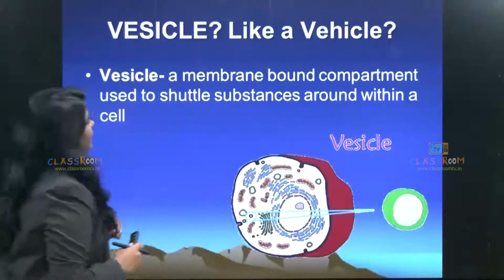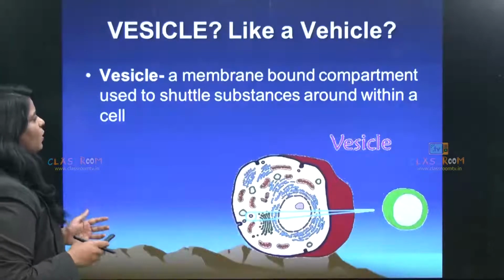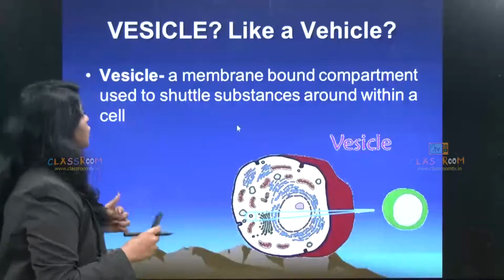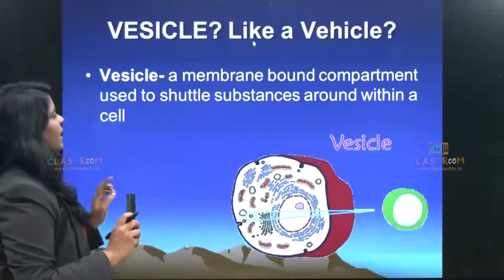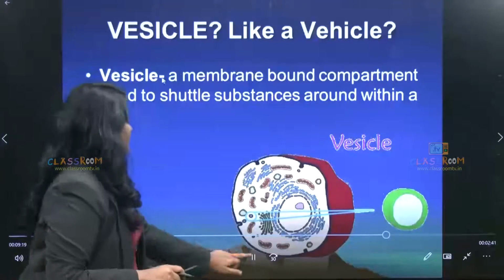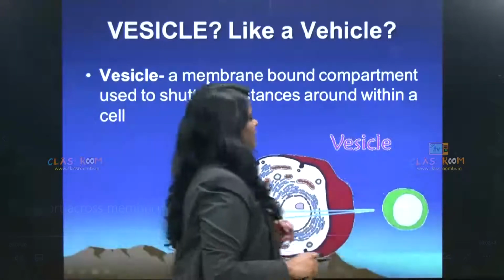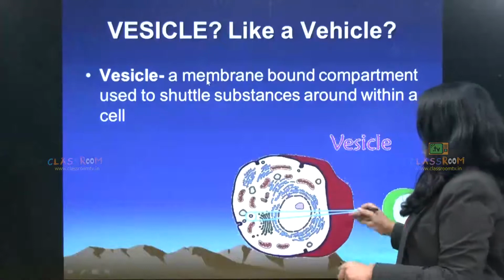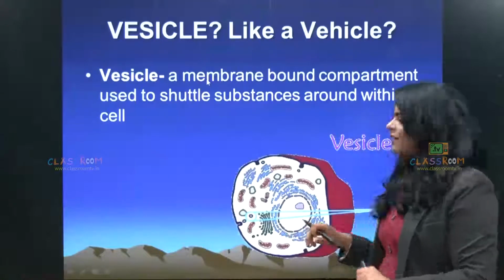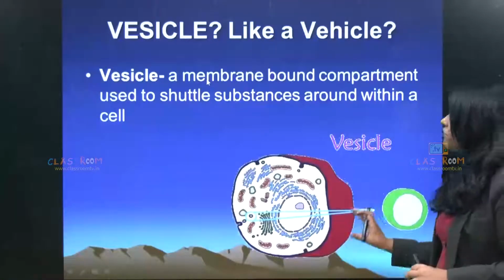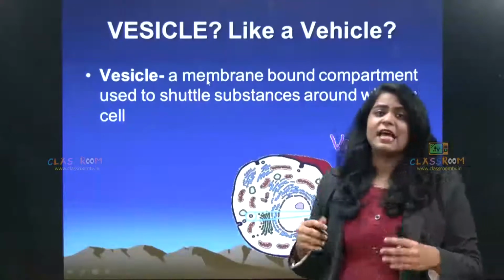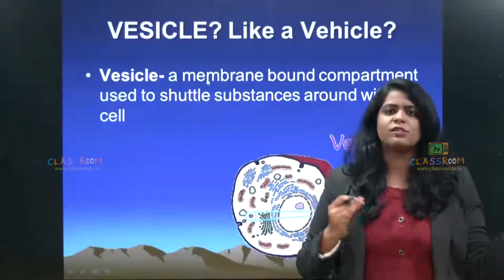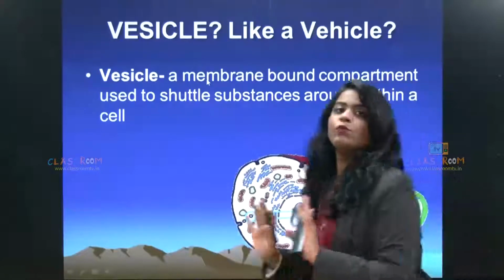Now coming to vesicle. Why does it really look like a vehicle? A vesicle is a membrane-bound compartment used to shuttle substances around and within the cell. Now what do I mean by that is, this is a vesicle, right? It kind of looks like a cart, right? What is the function of this vesicle is, it helps in movement of things around the cell, like from one place to another. It helps in moving things.